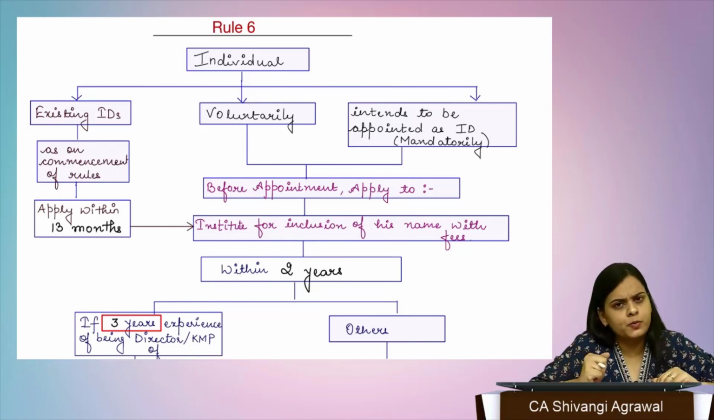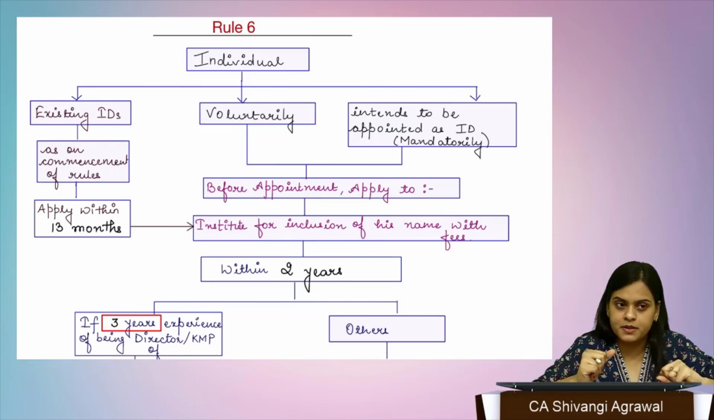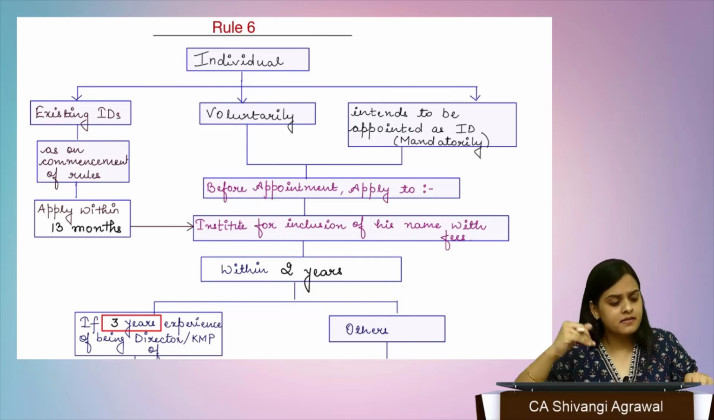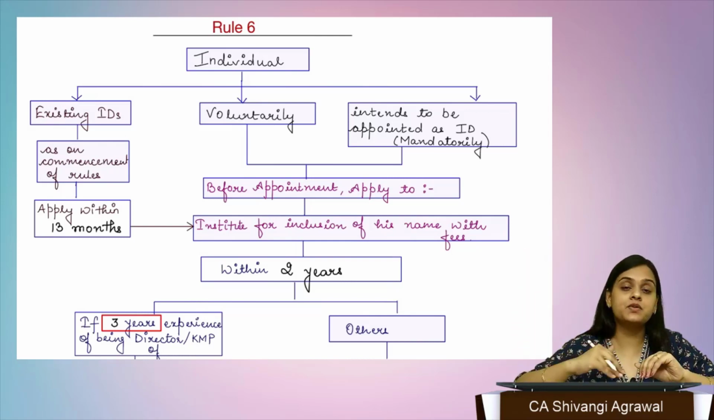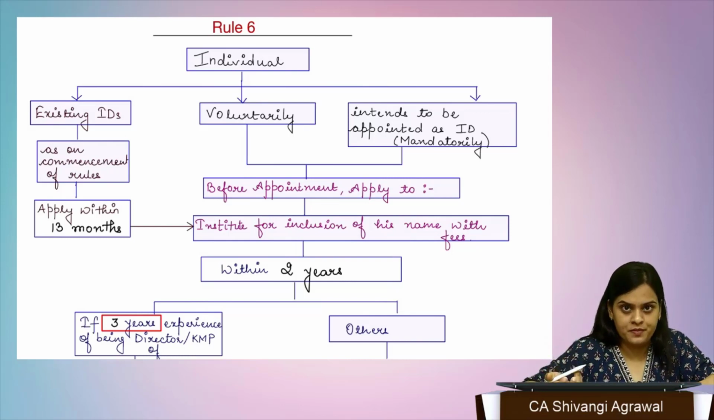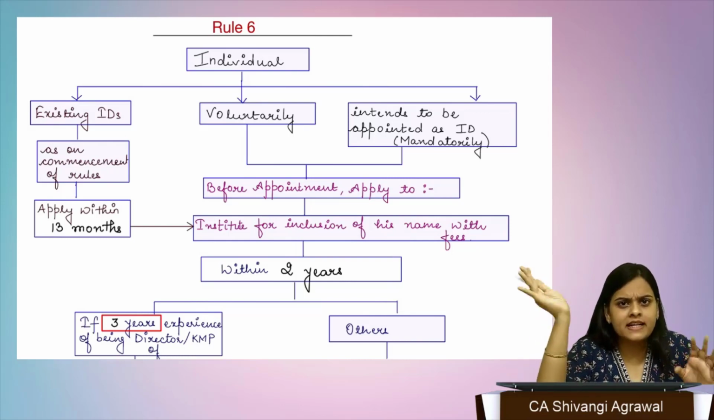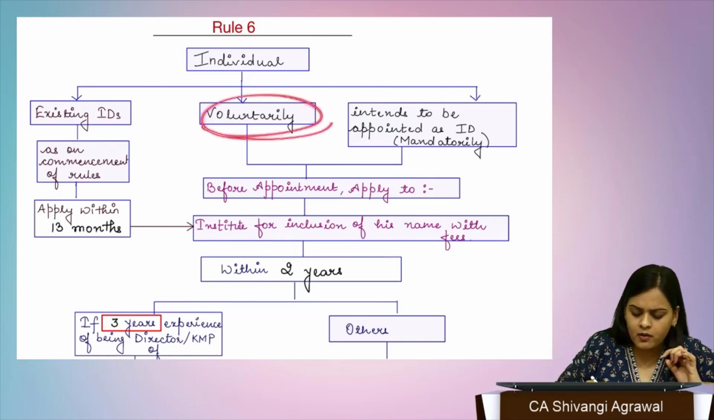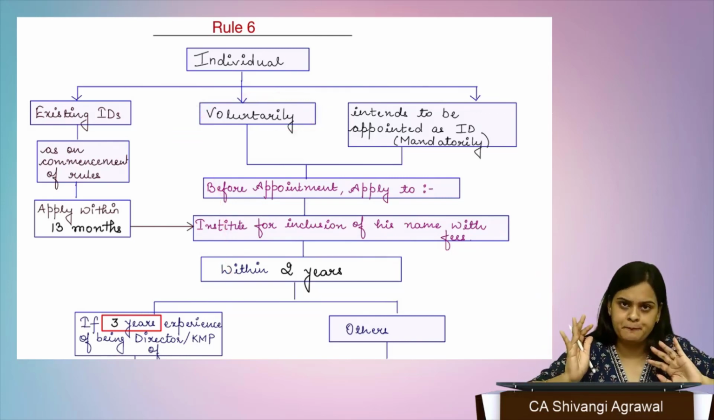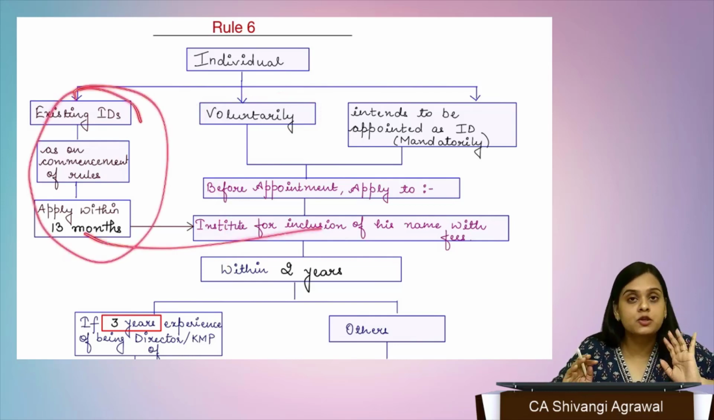Supposedly I want to be a director, I want to serve as an independent director because I have some great vision and I feel I can guide the company, etc. So what do I need to do? No company has approached me yet to be appointed as independent director. Voluntarily also, if I want, I can include my name. And if I'm already an independent director, I need to include my name.